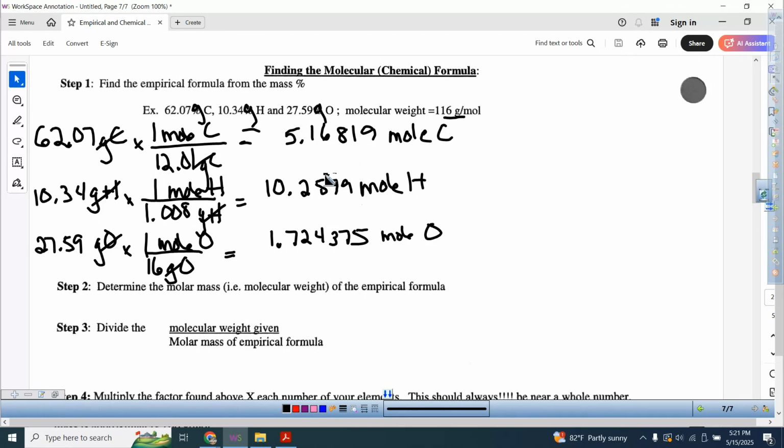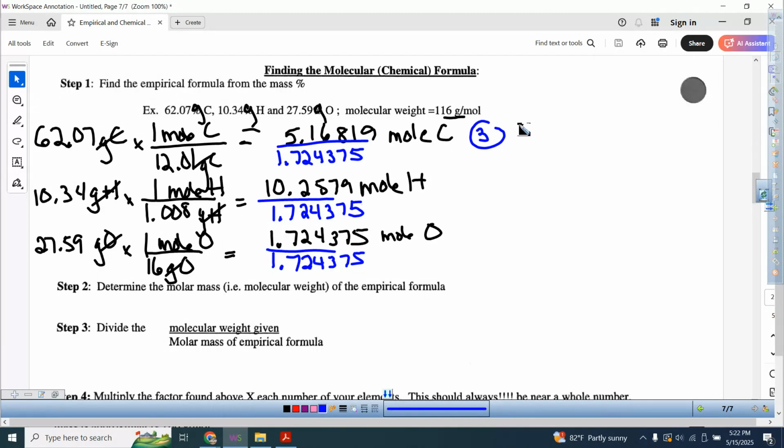Okay, so we're trying to get our subscripts. Clearly these are not subscripts right here. We still have one other step. We have to divide by the one that's the smallest, and that would be the oxygen. So divide them all by the moles of oxygen. And this is going to give me 3. It's going to give me a number very close to 3. It's going to give me a number very close to 6. And it's going to give me exactly 1.